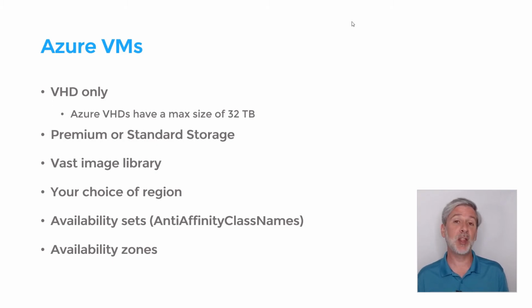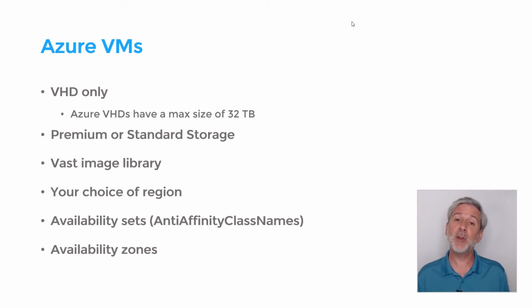We additionally have availability zones. That will not only split my VM up between separate hosts, it'll actually split it up between separate facilities. So imagine that I create three domain controller VMs. I want these three domain controller VMs to be stored inside of Azure, but I never want those three VMs to go down at the same time.